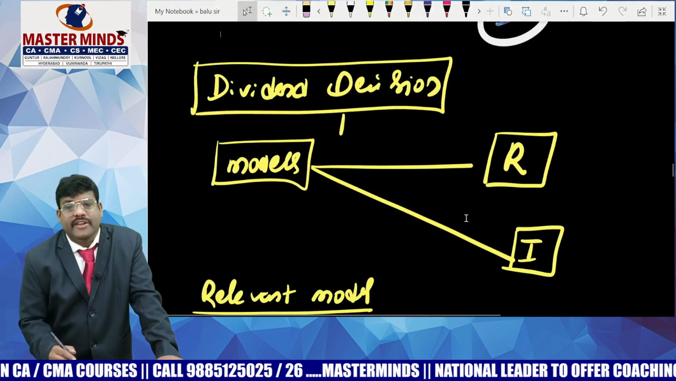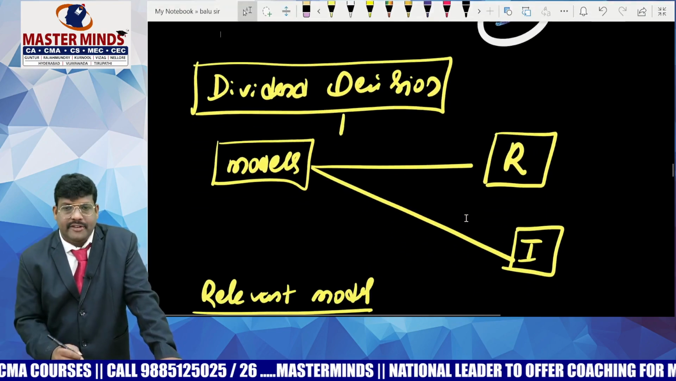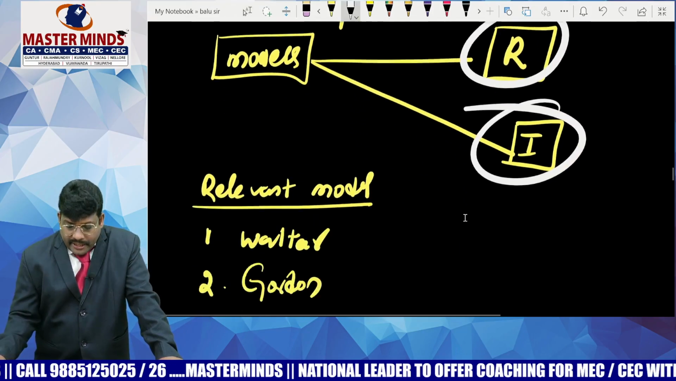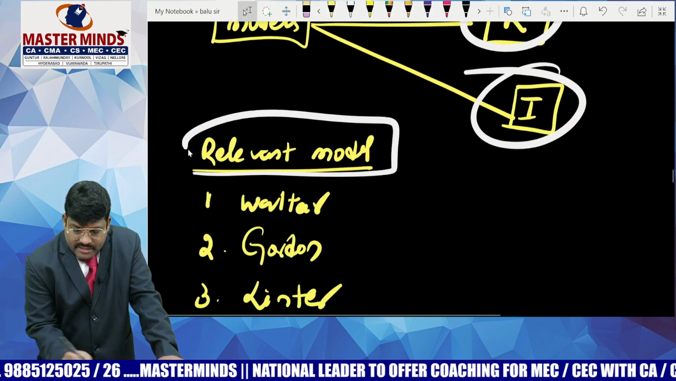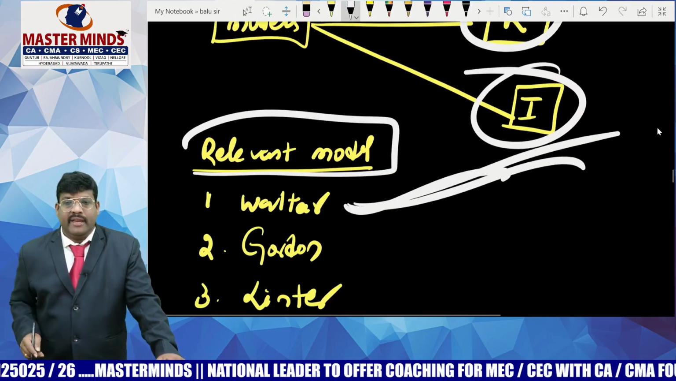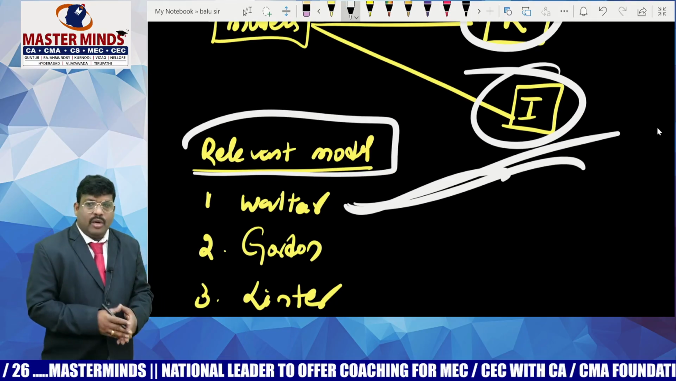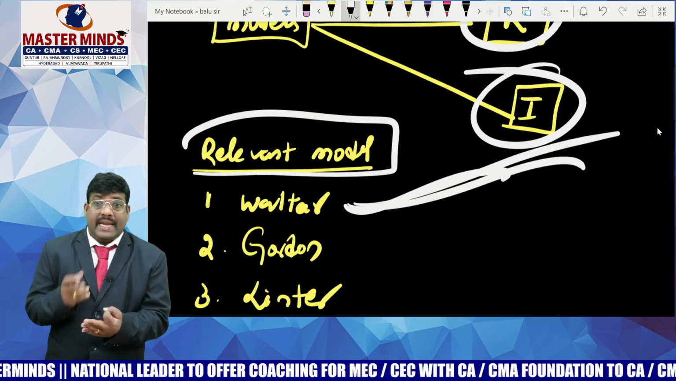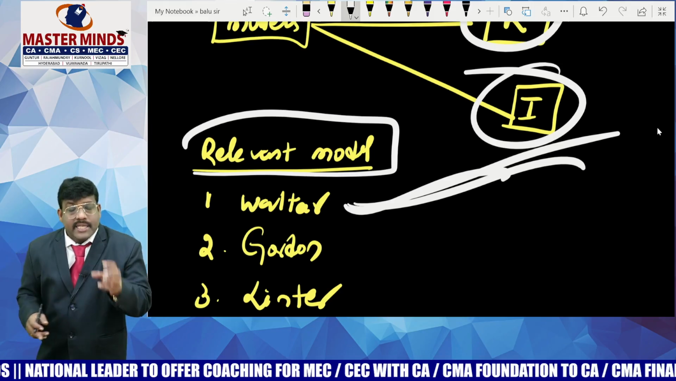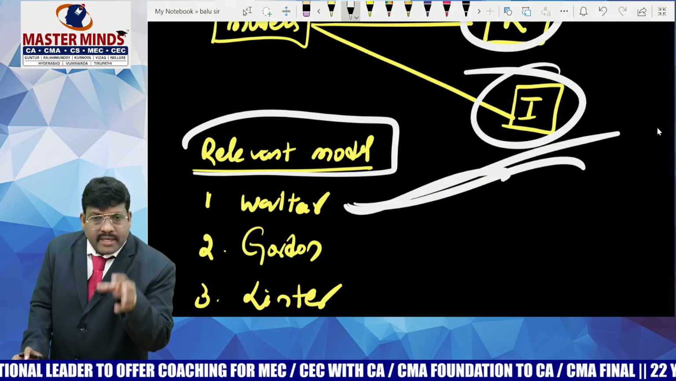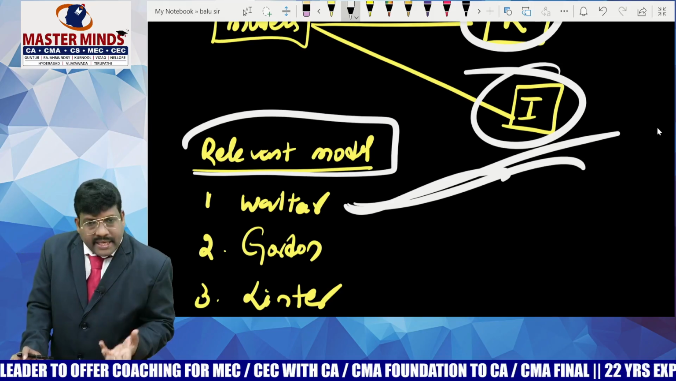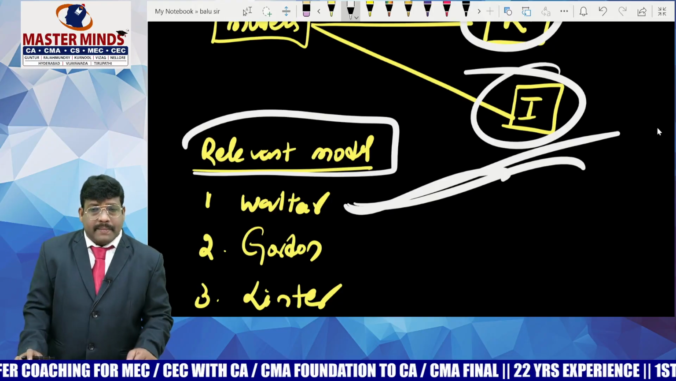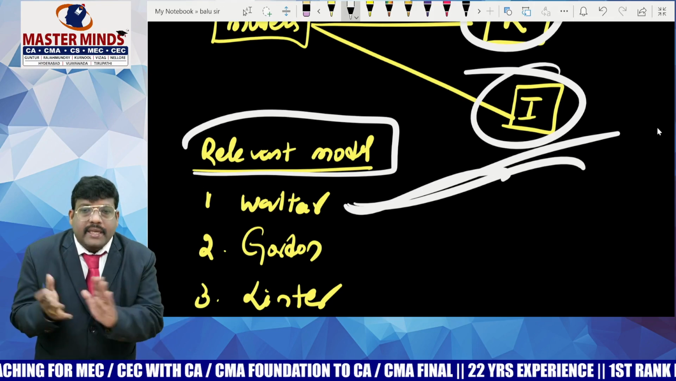Coming to dividend decision, there are 2 models of dividend decision. One is a relevant model, another is an irrelevant model. In a relevant model, you know the Walter model is there, evergreen. Concentrate on the Walter model: how to calculate the dividend, how to calculate EPS, how to calculate R, how to calculate KE. Specifically, because the Walter model is not directly given. Walter model according to market price: P = (D + (E - D) × R / KE) / KE.